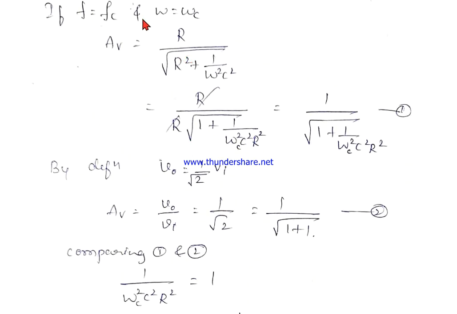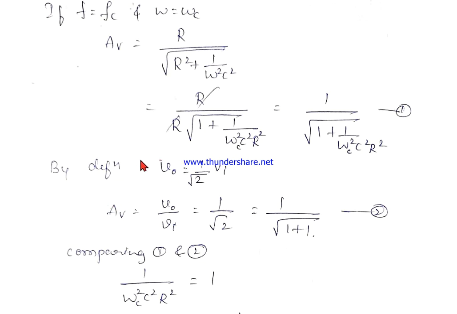At f equal to fc and omega equal to omega c, the voltage gain of the high pass filter will be equal to R divided by square root of R square plus 1 over omega square C square. So taking R square outside the root, that will be equal to R. Remaining is 1 plus, dividing and multiplying by R square, 1 over omega square C square R square. So call this equation number 1.